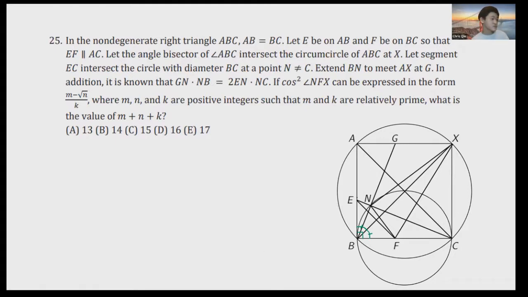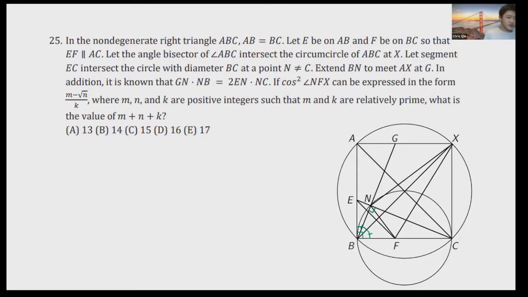And the next thing we do is we intersect segment EC with the circle with diameter BC. And this intersection is going to be N. One thing we can notice here is that this is a right angle because N is on the circle with diameter BC. And the next thing we do is we extend BN to meet AX at G. And in addition, we have this strange condition, and we want to find the square of the cosine of angle NFX.